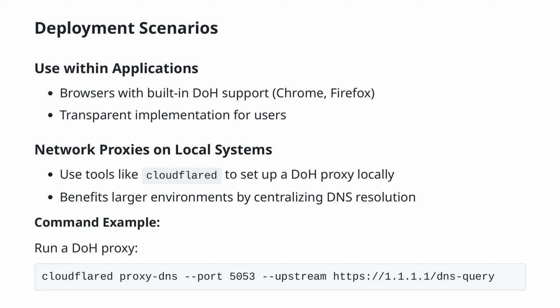Next, we have network proxies on local systems. Tools like Cloudflare can set up a DoH proxy on your local network, centralizing DNS resolution. This approach is particularly beneficial for larger environments. An example command to run a DoH proxy would be cloudflared proxy-dns --port 553 --upstream with the upstream DoH address. This command sets up a local proxy on port 553 that forwards DNS queries to an upstream DoH provider. Understanding these deployment scenarios will help you choose the best approach for your specific needs, whether it's configuring DNS for individual applications or managing it centrally in a networked environment.